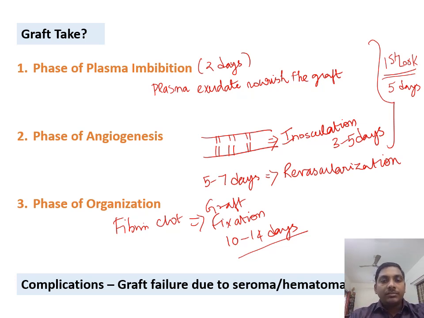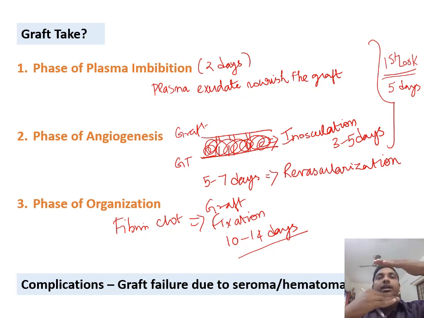This is the granulation tissue. This is going to be the graft. When there is any collection between the graft and the granulation tissue, the collection being either a seroma, that is a plasma exudate, or a hematoma, the graft and granulation tissue won't get fixed. In that way the graft will lose its blood supply and finally it will fail.